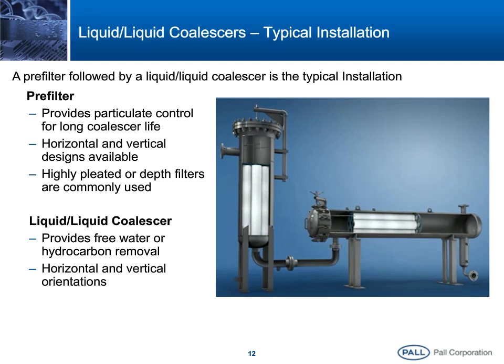The job of the coalescer is to break the emulsion. Therefore, it is necessary to have a pre-filter ahead of the coalescer in every case. And we have different designs for the pre-filter. We discussed in an earlier slide about depth filters as well as pleated filters. The pre-filters can be vertically mounted or horizontally mounted. Normally, it is vertical. As far as the coalescers are concerned, there are different types of coalescers which we will discuss in the next few slides, but they are there to remove the free water or the free hydrocarbon, and they come in horizontal or vertical configurations.